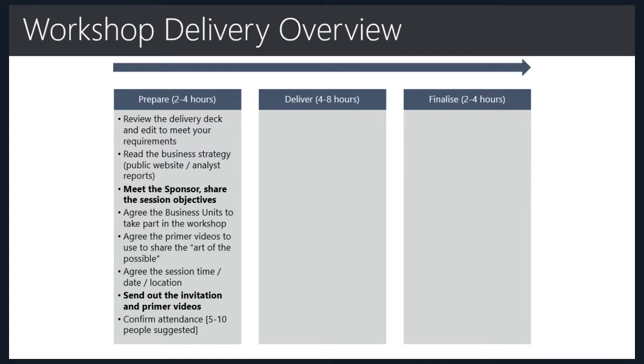Then the key point is to agree the priming material, and this is key because this is how we get our business units to start to think about their processes within the context of Skype for Business. So we agree the priming materials to be used, lock in the session location and date, and then we ask the sponsor's team, and that's very important, to send out the invites and keep you informed of acceptances.